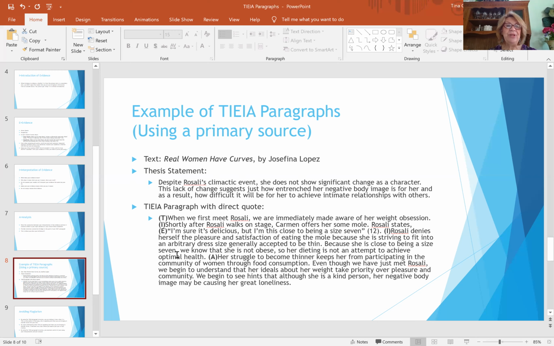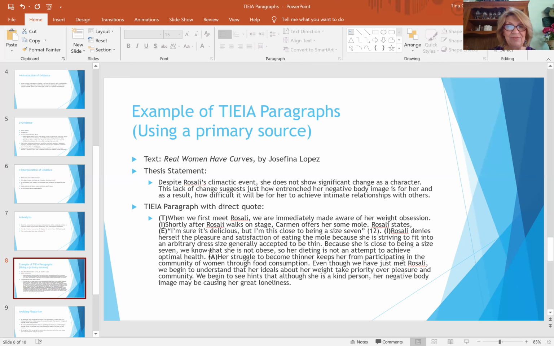Okay, so notice we go back to the size 7. We interpret what that must mean. It must mean that she is not already obese. She is almost there. And so her dieting is not an attempt to become healthy. It must be related to her obsession. Her struggle, now we go into the analysis.